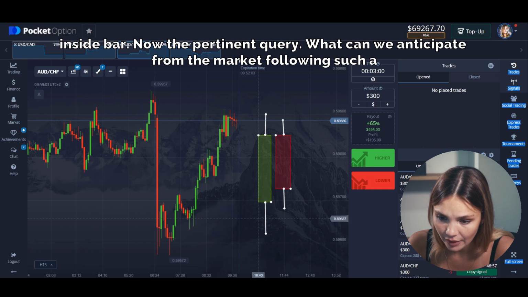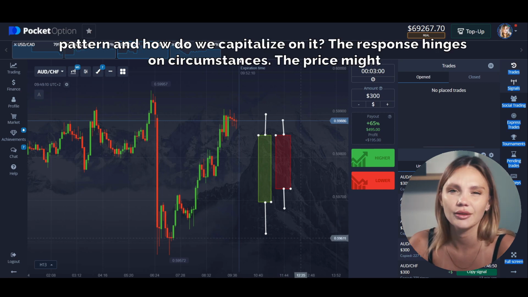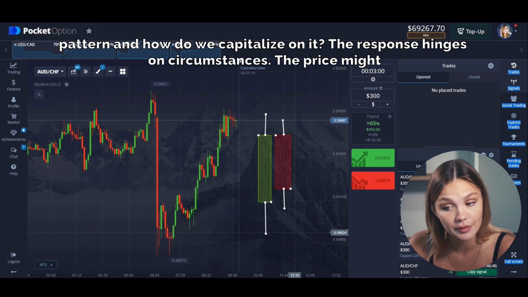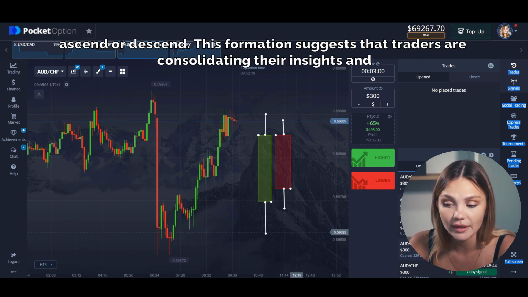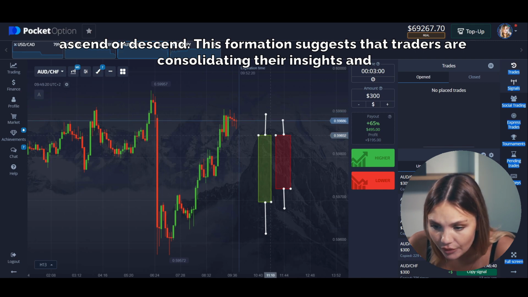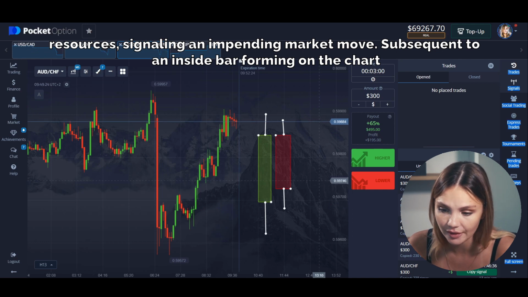Now the pertinent query: what can we anticipate from the market following such a pattern, and how do we capitalize on it? The response hinges on circumstances. The price might ascend or descend. This formation suggests that traders are consolidating their insights and resources, signaling an impending market move.